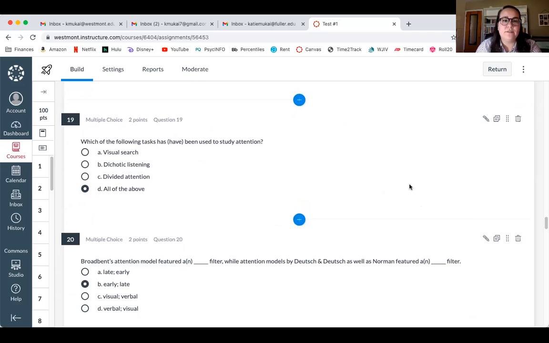Number 19, all of these tasks have been used to study attention experimentally. That's why the answer is D, all of the above.